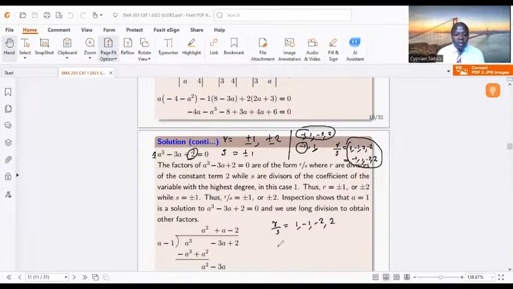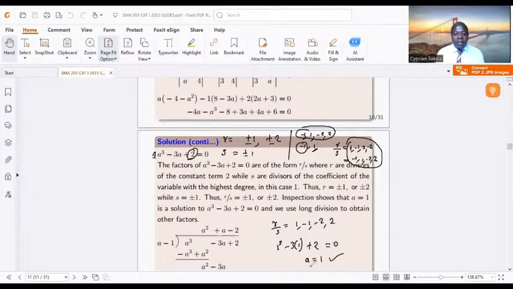So I just plug 1 where there is a and see whether it will give me 0. I'll have 1 cubed minus 3 times 1, and then plus 2. This would be 1 minus 3, which is -2, plus 2, which gives me 0. That means a is 1, so 1 is a root. You can try the rest and see which other 2 will be roots to this equation. But that is not the method I've taken.